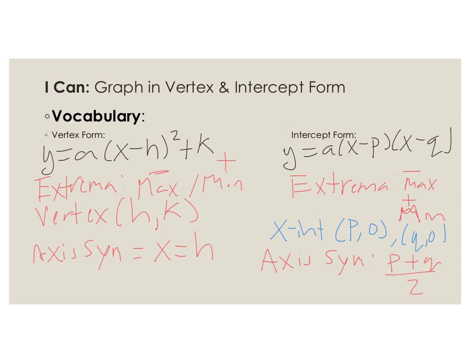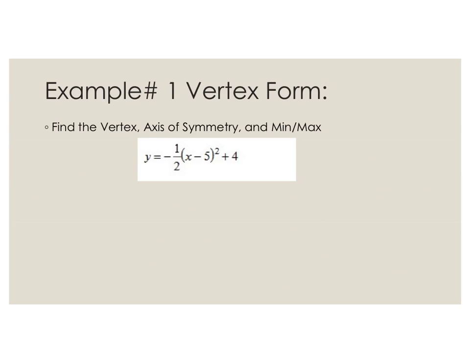And similar to standard form, for its vertex, you can use the axis of symmetry, p plus q divided by 2, for the x value. To find the y value, plug in. We're going to go over these two forms.